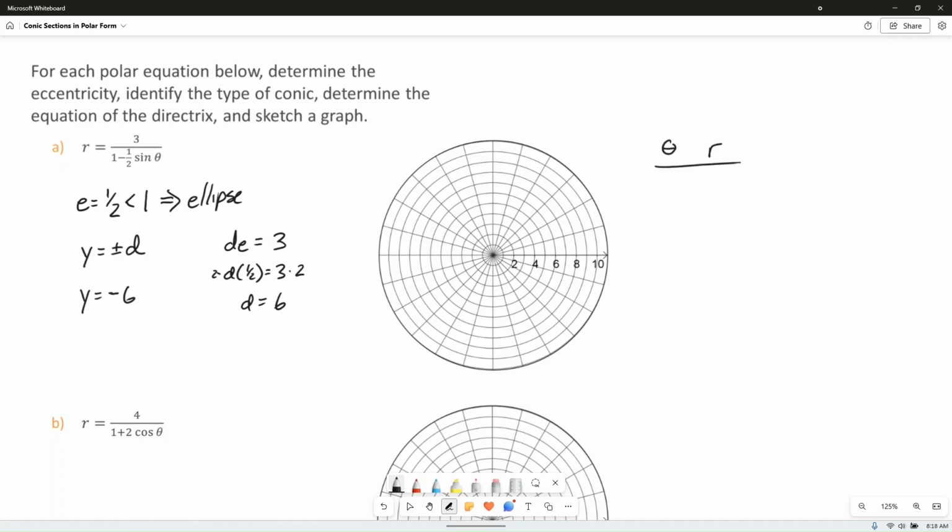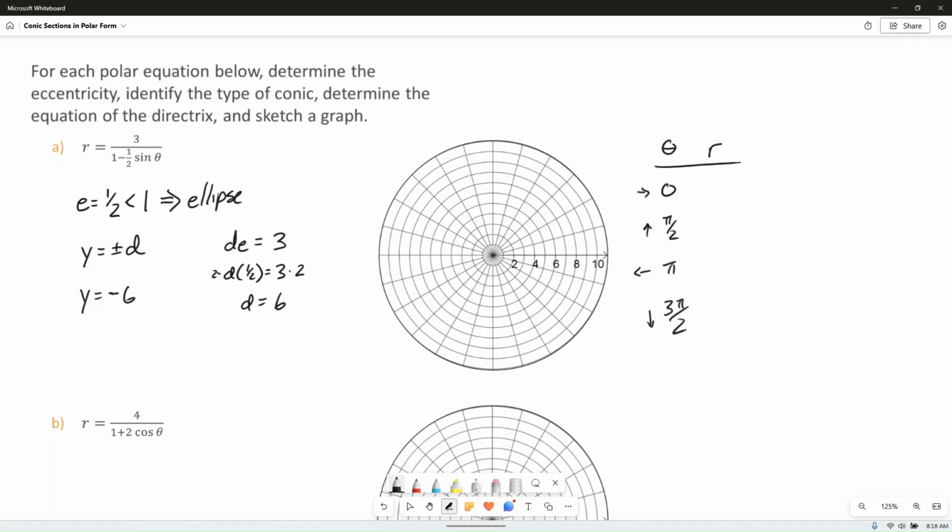And for theta, I'm going to pick 4 values. I'm going to use the 4 quadrantal angles, basically: 0, pi over 2, pi, and 3 pi over 2. So remember, 0 is the positive x-axis, pi over 2 is the positive y-axis, pi is the negative x-axis, and 3 pi over 2 is the negative y-axis.